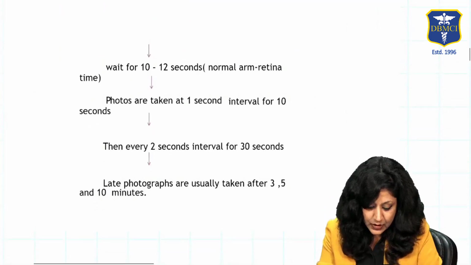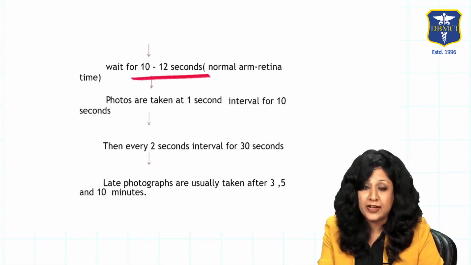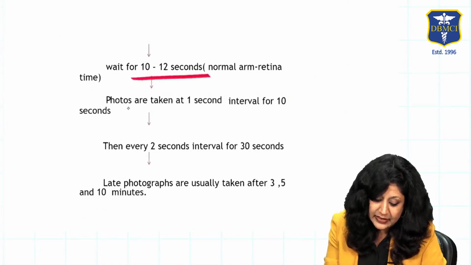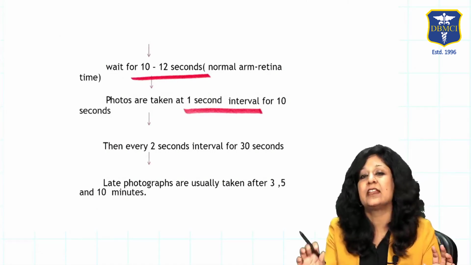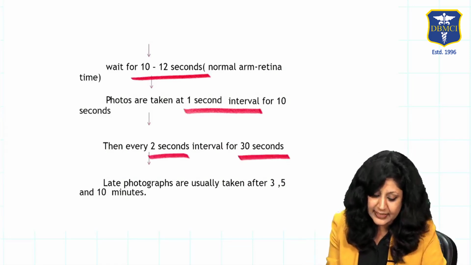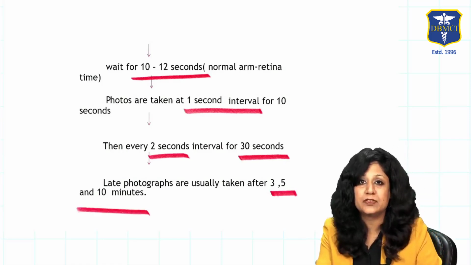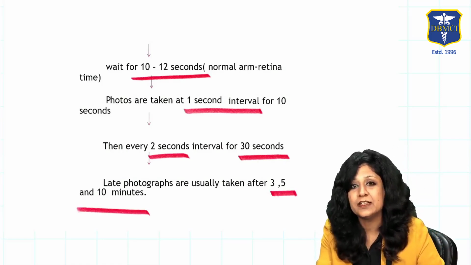Okay. Then what I'm doing, I'm waiting for 10 to 12 seconds, right? And then I'm taking the photos at an interval of 1 second for 10 seconds, so 10 photographs, 1 second apart. Then every 2 seconds for 30 seconds. And then after that at 3 minutes, 5 minutes and 10 minutes. Now, why am I taking them in certain phases?